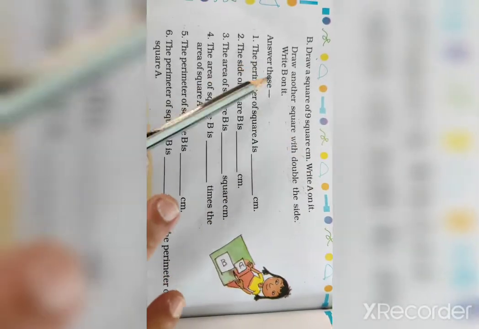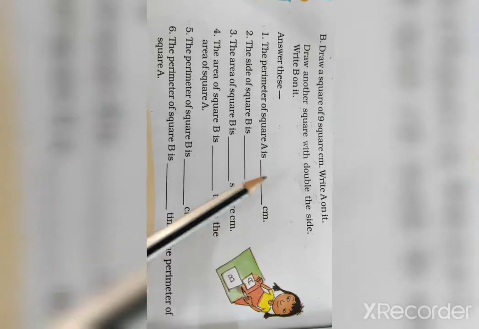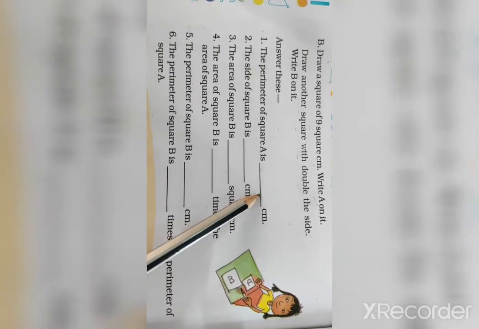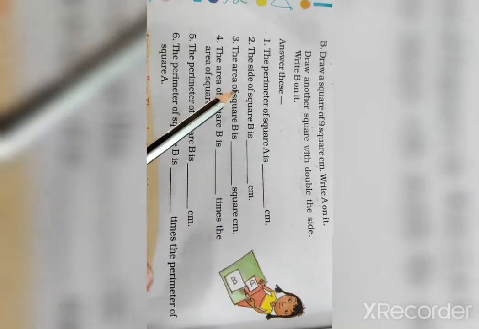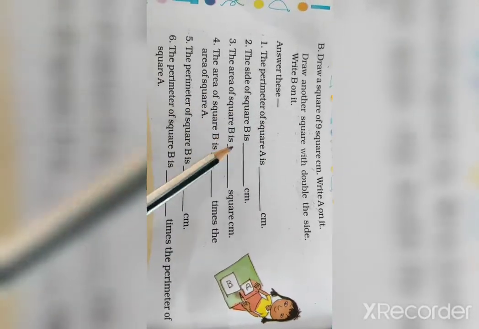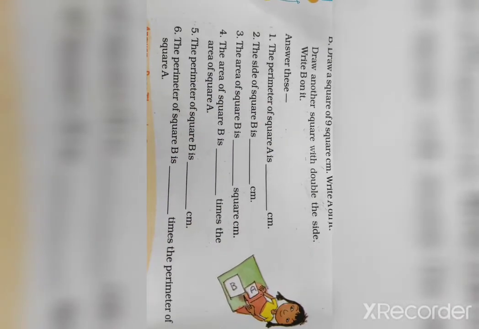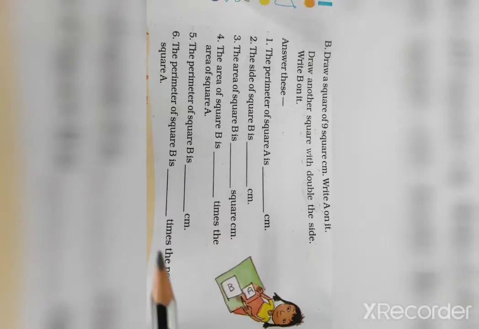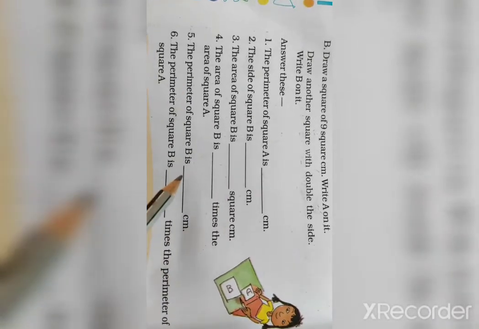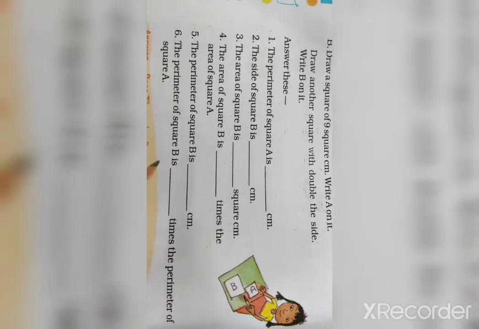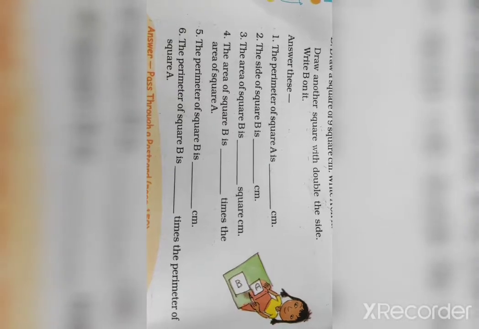And then answer these questions. The perimeter of square A, that means the formula 4 into side. So we will solve these sums. The side of square B, given the area of square B, side into side. We will write how many times the area of square B is greater or smaller than square A. We will decide this. Then we will calculate the perimeter of square B, and how many times it is the perimeter of square A.